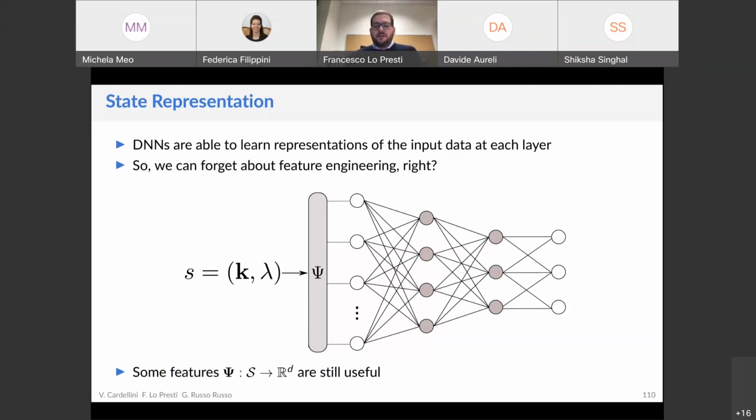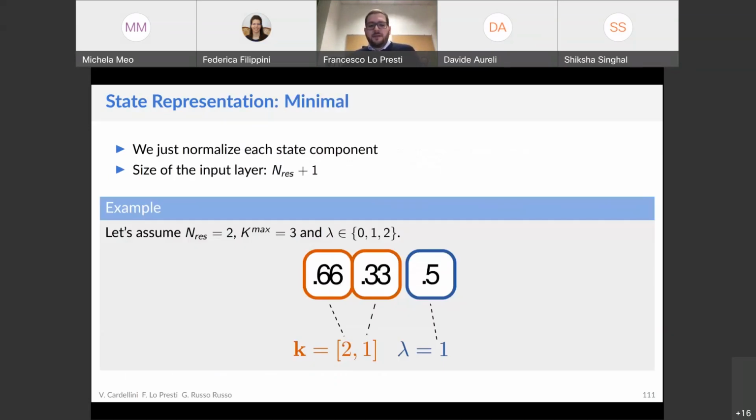So the simplest thing we can do is just to connect each component of the state vector to an element of the input layer of the network. Probably we just want to normalize each state component, because we know that neural networks work well if they have normalized inputs. So in the autoscaling example, we may just connect each element of the vector k and lambda to one input element of the network.